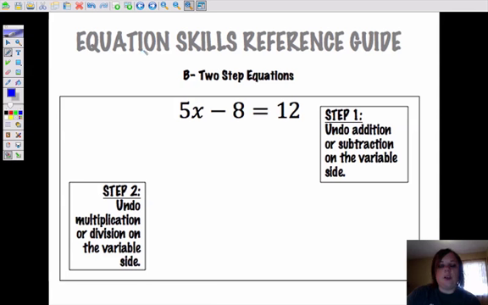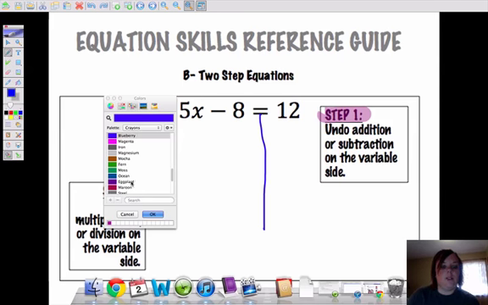All right, so here we have a two-step equation. We have 5 times x minus 8 is equal to 12. So the first thing I'm going to do is draw a line down from my balancing point, or the equal sign, and then I want to always remember that I'm trying to get x by itself. When you solve an equation, the way I like to think about it is you work backwards, or you work away from the variable into the variable. So for step one, it says undo the addition or subtraction on the variable side. So that's what we're going to do.